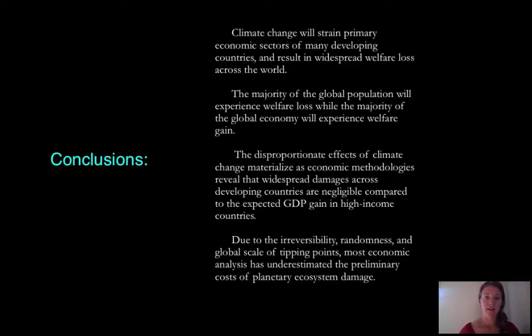However, as evidenced by the ENSO case study, the negative consequences of climate change may be severely underestimated, and such positive gains reported by previous studies of the cost of economic effects of climate change may actually be underestimating the true costs of climate change. And due to the irreversibility, randomness, and global scale of tipping points, I believe, and some more recent economists believe, that most economic analysis has underestimated the preliminary costs of planetary ecosystem damage.